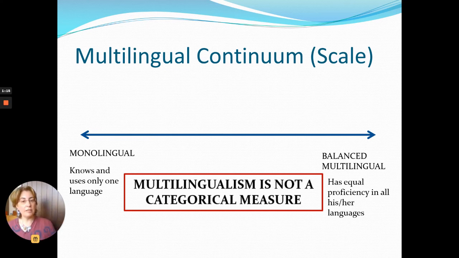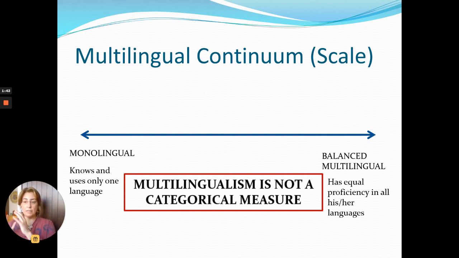And on the other extreme of the continuum, there will be the person who has equal proficiency in all their languages, who understands, speaks, reads, and writes equally perfectly well, or at least in perfect synchrony in all of their languages. That would be an ideal multilingual that also does not really exist.